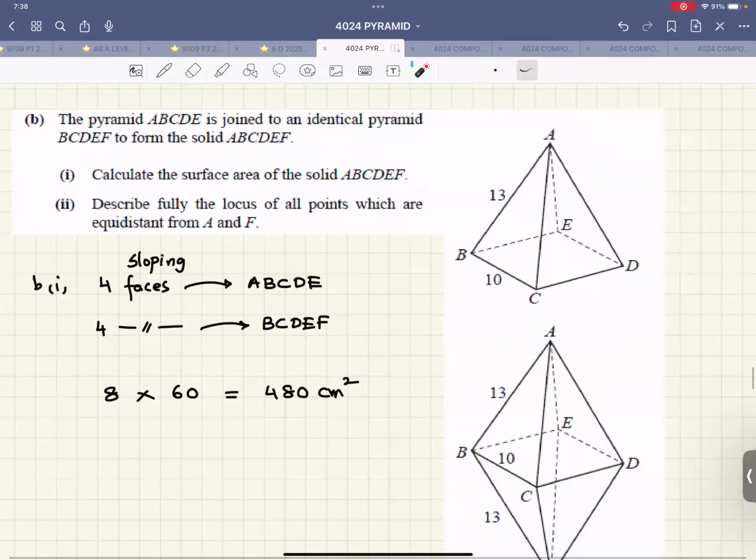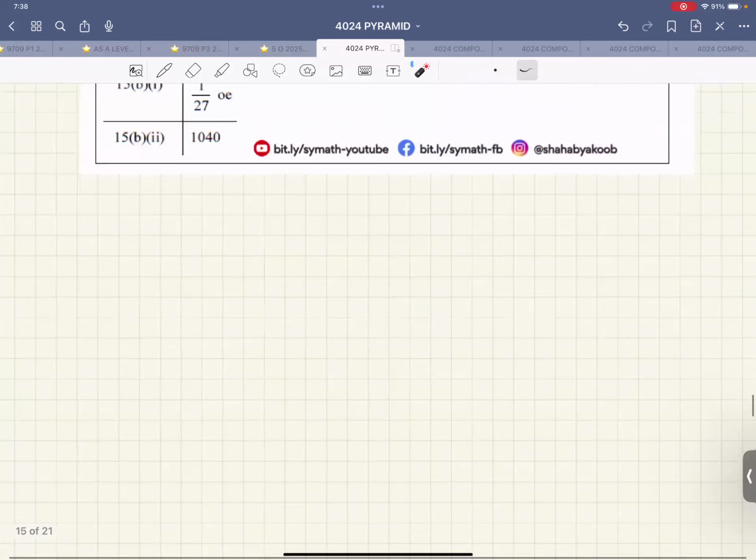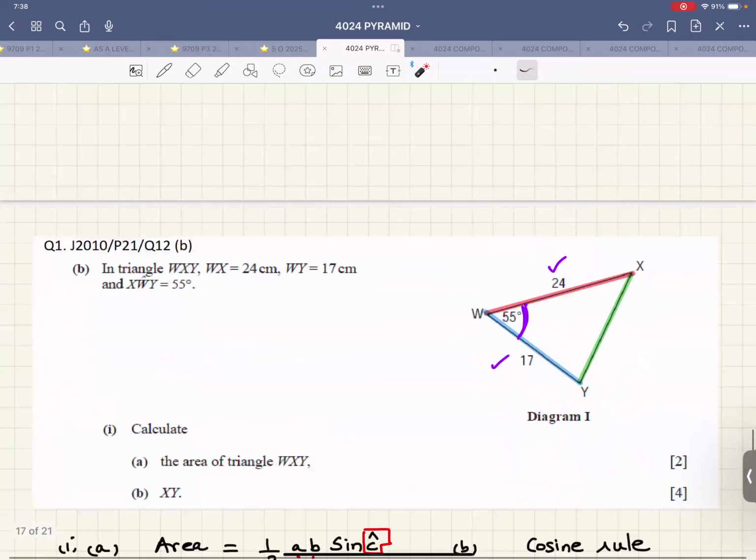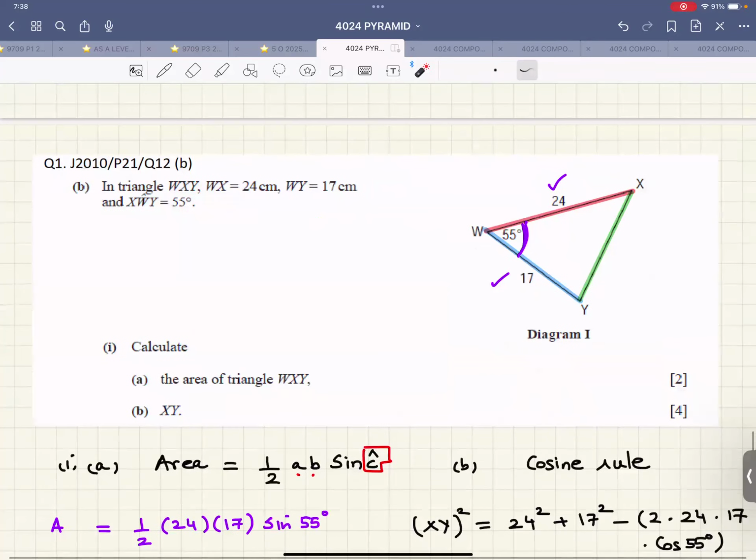Then it says locus is not anymore part of the syllabus. A lot of people ask about congruency. Congruency is not part of the syllabus. Just the basic idea of what congruency means, we will look at in geometry. Congruency means exactly the same thing.